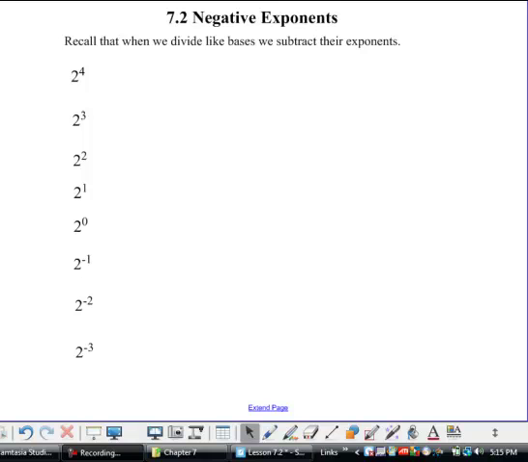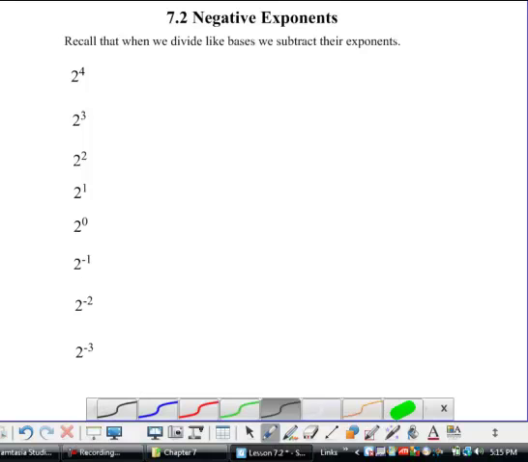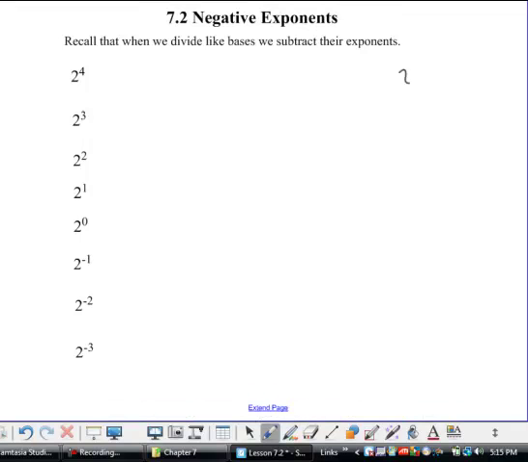All right, onward and upward, negative exponents. So when we divide like bases, we subtract their exponents. For example, if we did x to the fifth over x cubed, we know our answer is x squared because 5 minus 3 is 2. How about if we had it reversed?